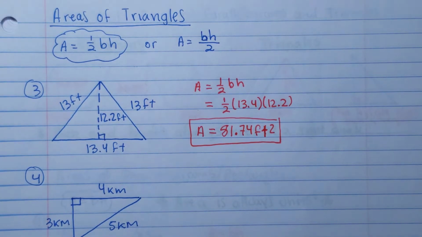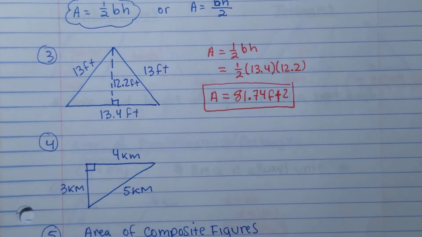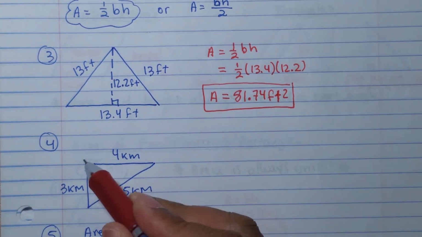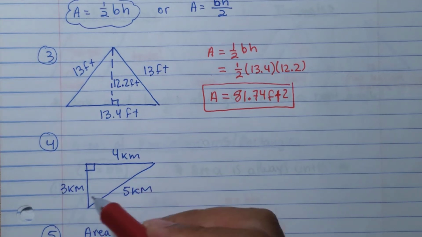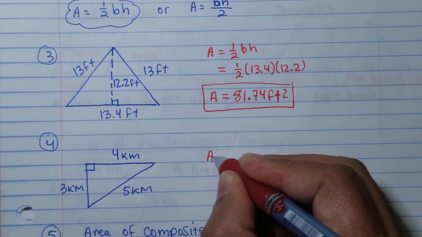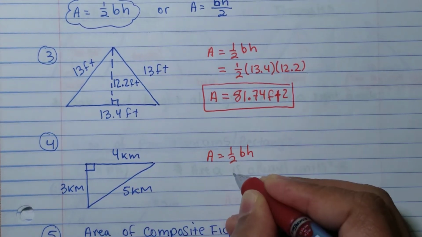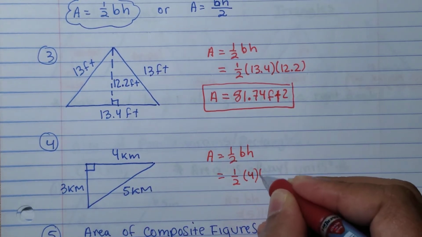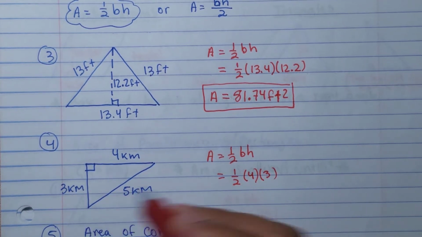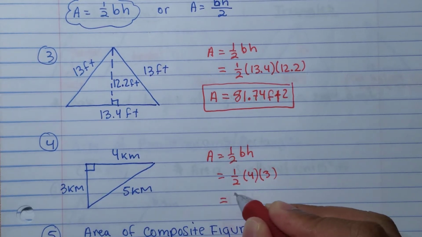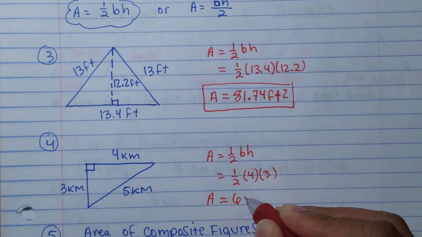And there is the area of this triangle. Okay. For the next triangle, notice that this is a right triangle, but again, this side is perpendicular to this one, so it doesn't matter which is the base and which is the height. But this is the hypotenuse, so that means we cannot use this one. So the area equals 1/2 base times height. I'm going to say the base is 4 and the height is 3. So 4 times 3 is 12. Half of 12 is 6. So the area is 6 kilometers squared.